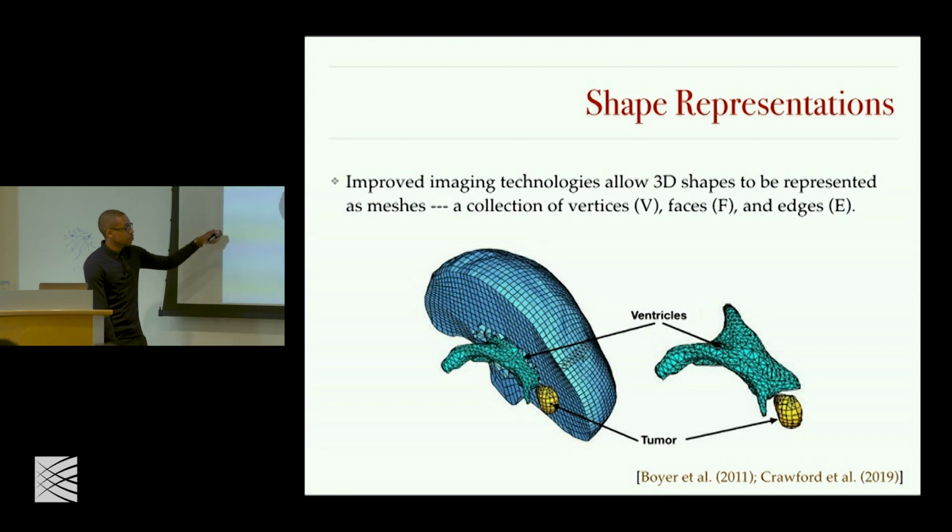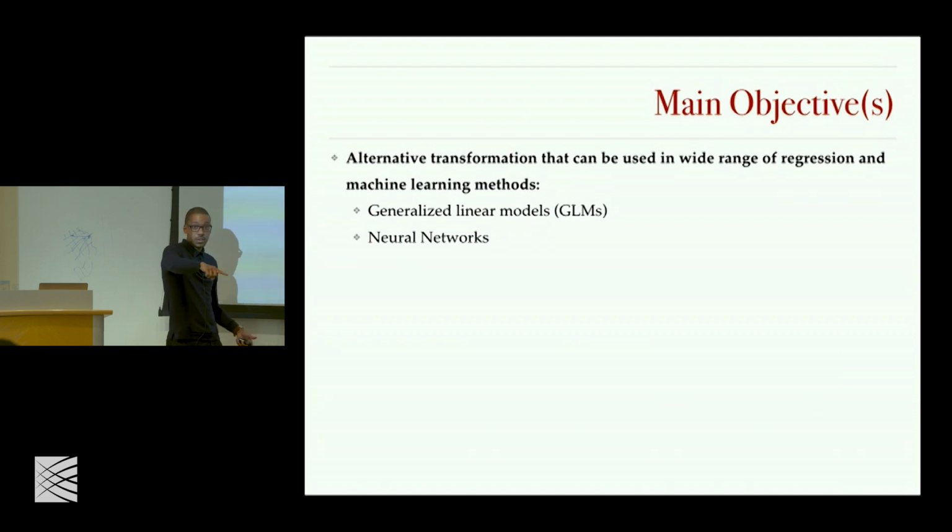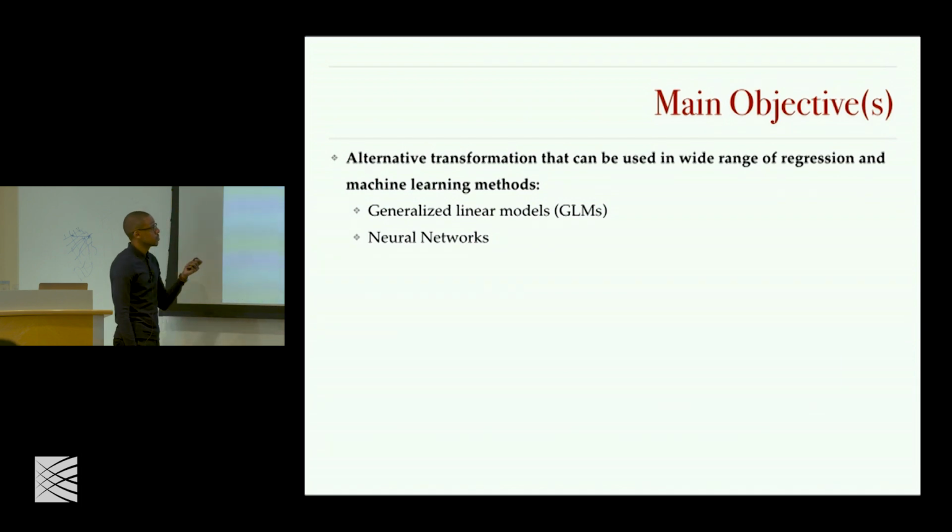As we sweep through the shape, these mesh representations, we're going to take advantage of these structures, okay? So the main objective of this talk is twofold. I'm really interested in representing shapes in some alternative representation where I can use a wide range of regression machine learning methods, right? I want to take my shape and represent the information in the shape as some vector, so that I can fit some kind of generalized linear model, or if I want to get fancy, I can do some neural network, right?